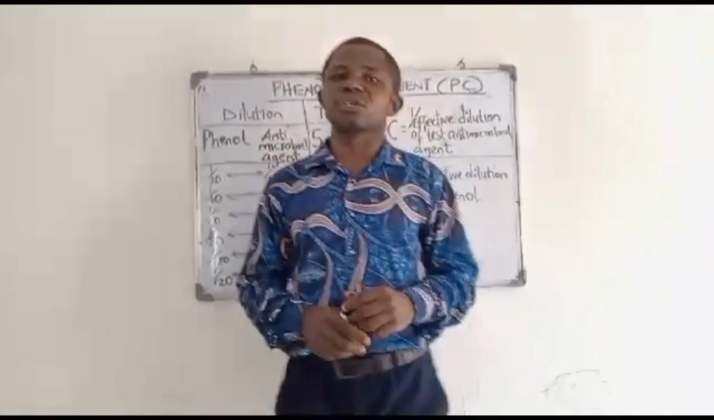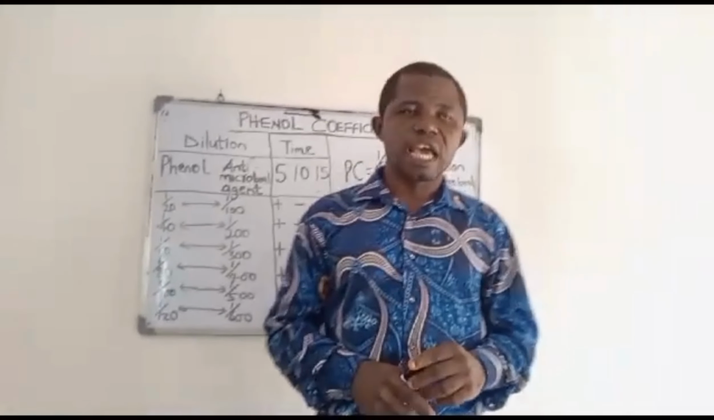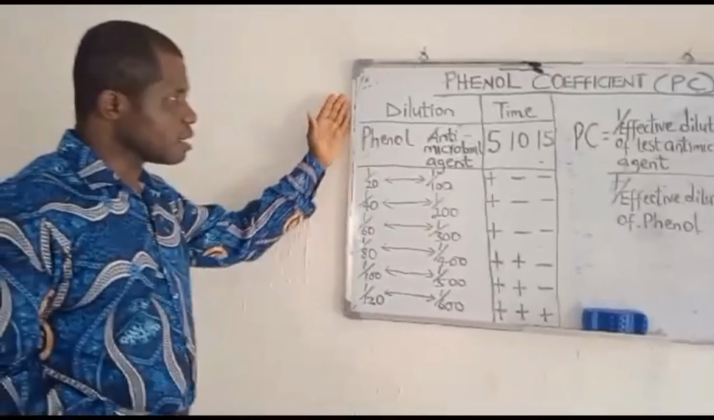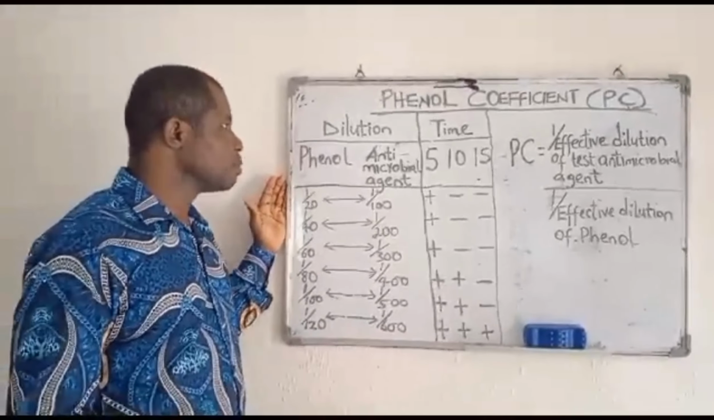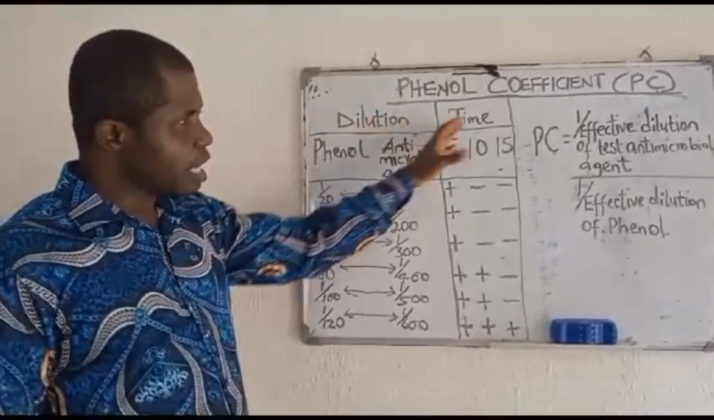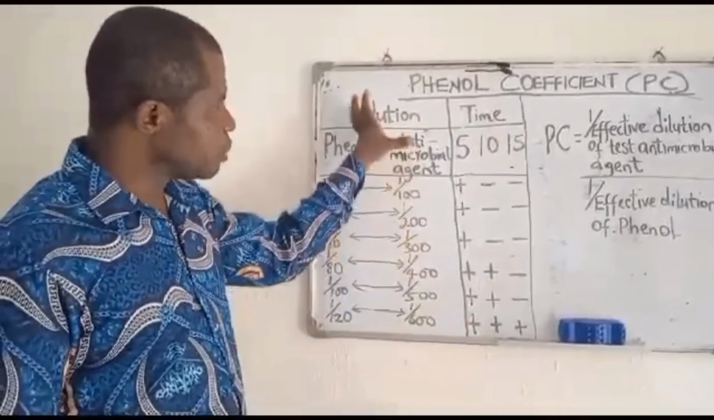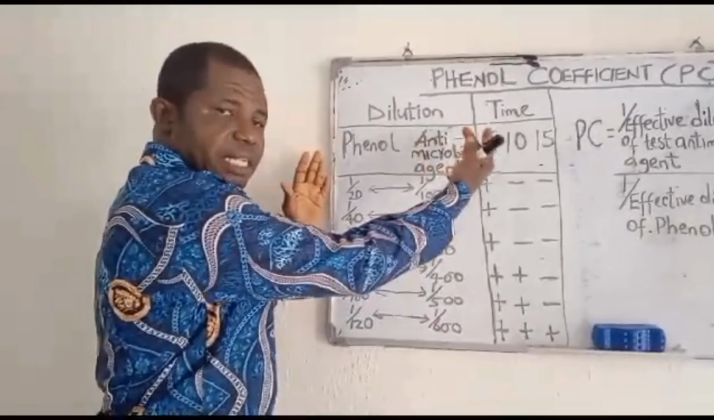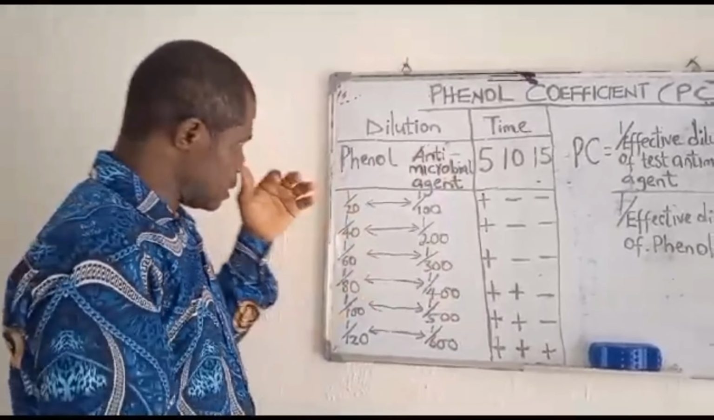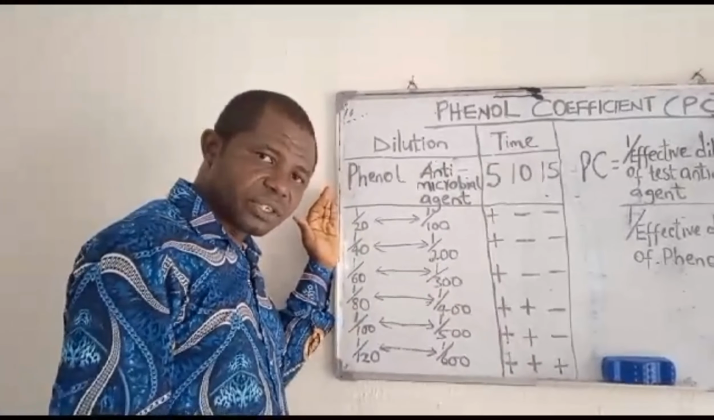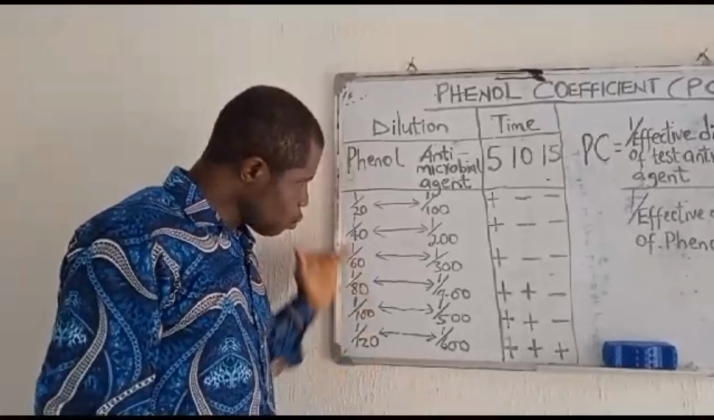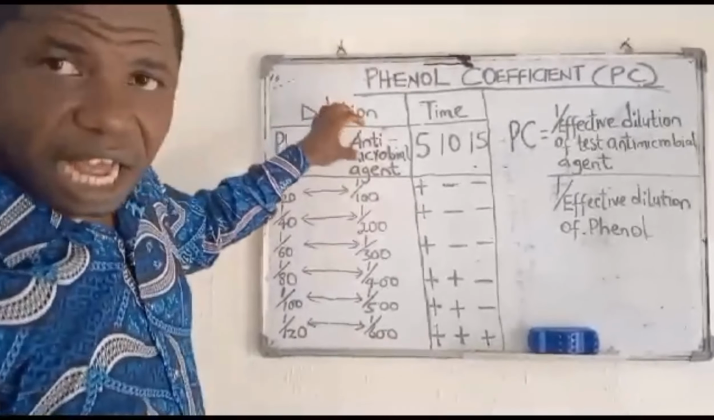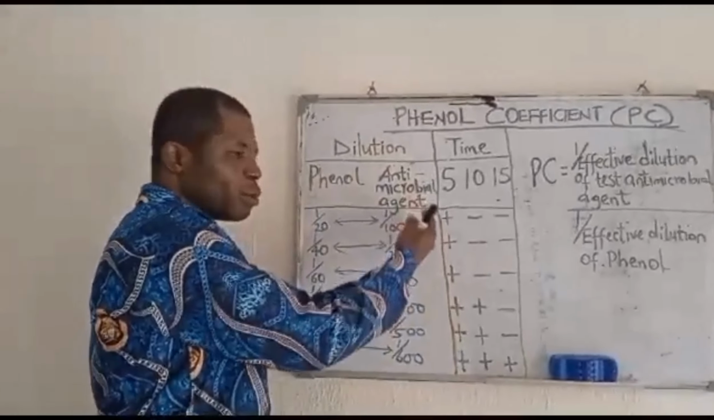So in this lecture, we want to use the table presented here. In this table, we have a dilution section and a time section. The dilution section is divided into two: we have phenol and the test antimicrobial agent. You can see phenol has a dilution series ranging from 1/20 to 1/120, while the test antimicrobial agent has a dilution series ranging from 1/100 to 1/600.